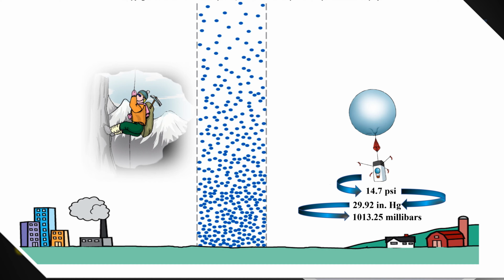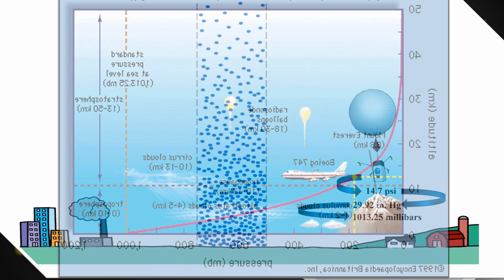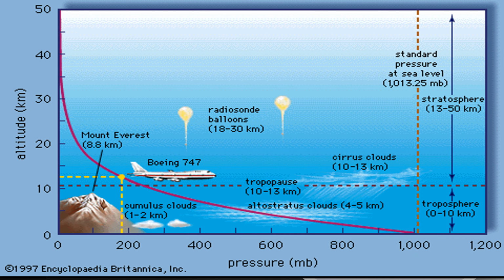As you climb in altitude, pressure decreases. Based on the graph, at 13 kilometers, 8 miles above the atmosphere, where pressure is near 180 millibars, or 5 inches of mercury, you would be above 90% of all the atmosphere's molecules.